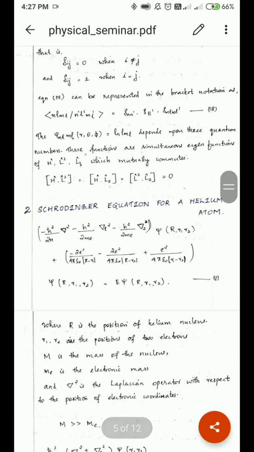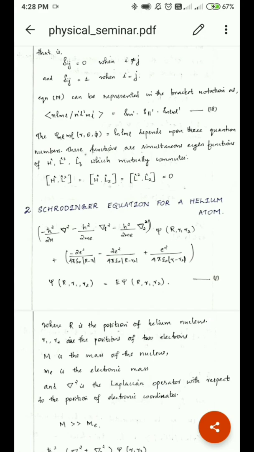Now we are moving on to the Schrödinger equation for a helium atom. In the case of a helium atom, the Schrödinger equation is: minus ħ² by 2M del squared minus ħ² by 2me del 1 squared minus ħ² by 2me del 2 squared, into psi of R, r1, r2, minus 2e² by 4 pi epsilon naught |R minus r1| minus 2e² by 4 pi epsilon naught |R minus r2| plus e² by 4 pi epsilon naught |r1 minus r2|, into psi of R, r1, r2, is equal to E psi of R, r1, r2.